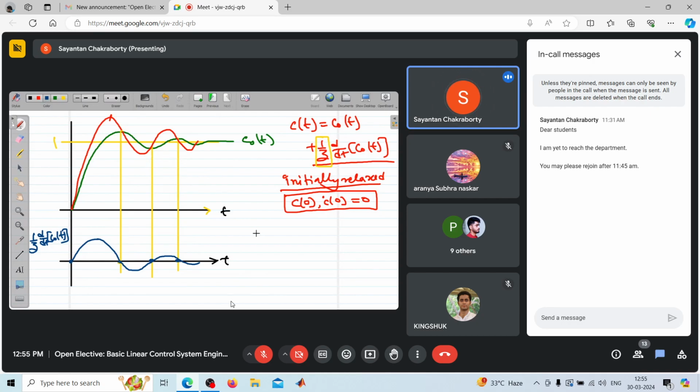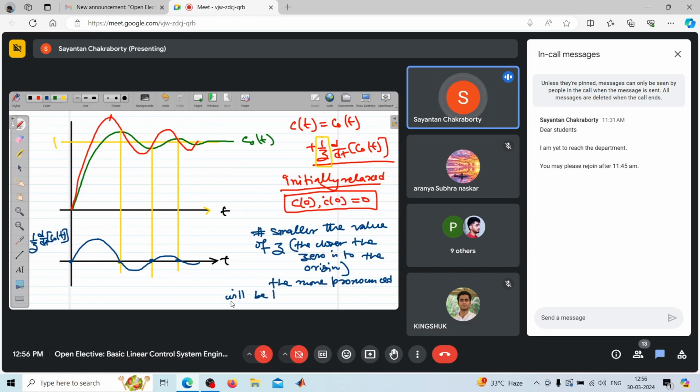So note, the smaller the value of z, the closer the zero is to the origin, the more pronounced will be the peak. So it will be more and more peaky as the zero moves closer to the origin.